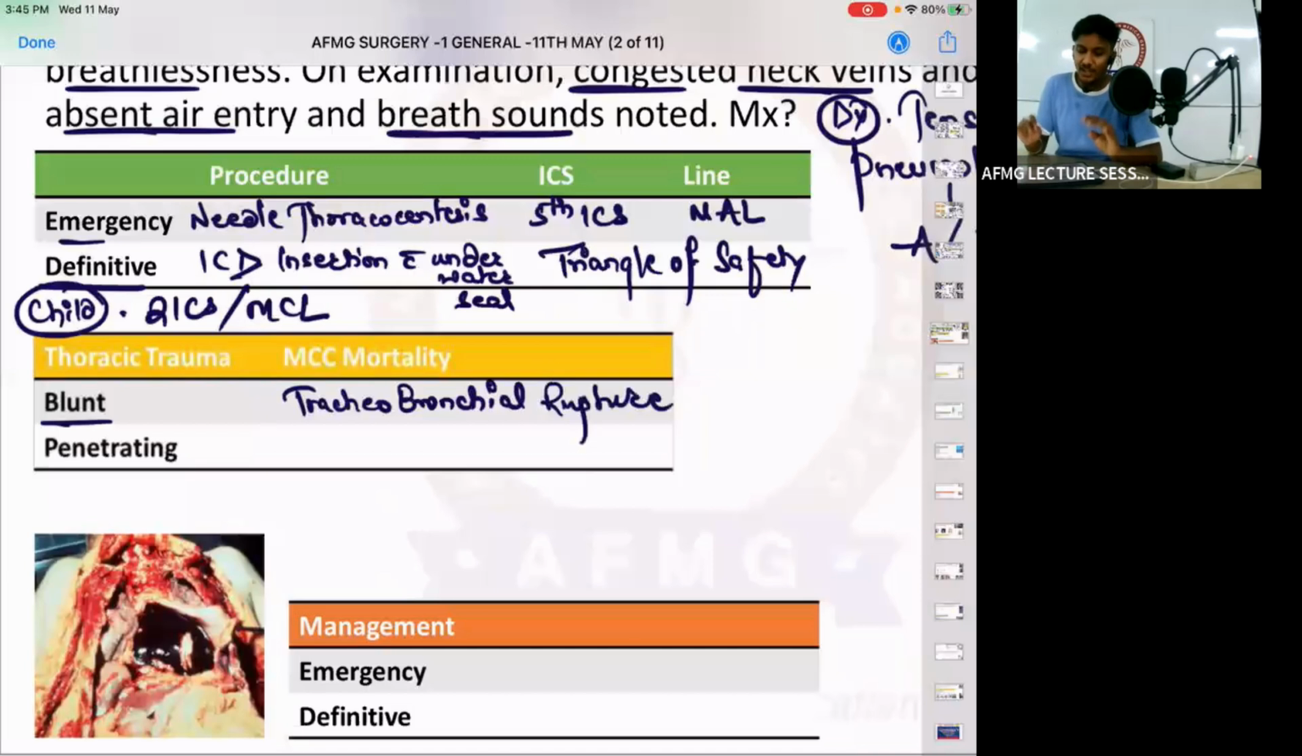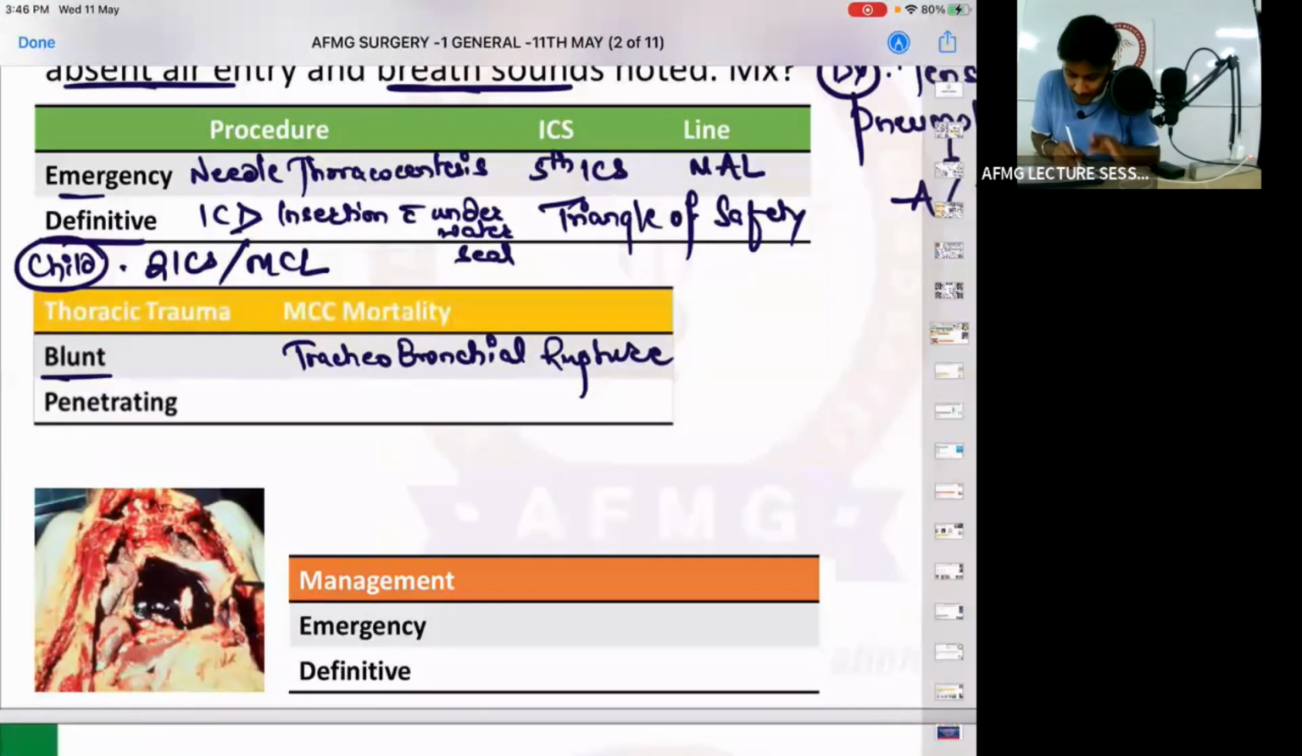Most common cause of mortality or death in blunt thoracic trauma is. Most common cause of mortality or death in penetrating thoracic trauma is.